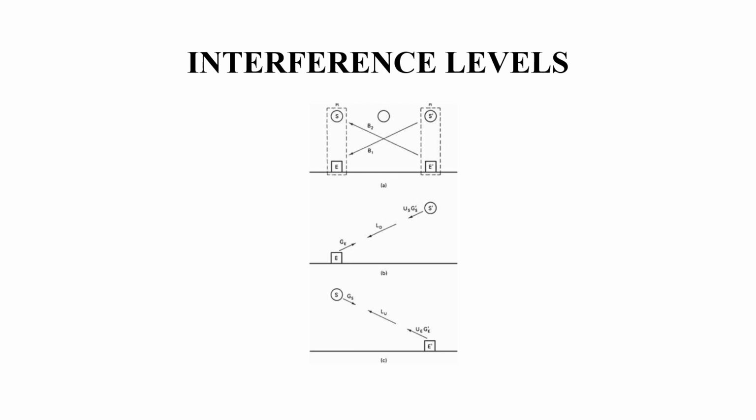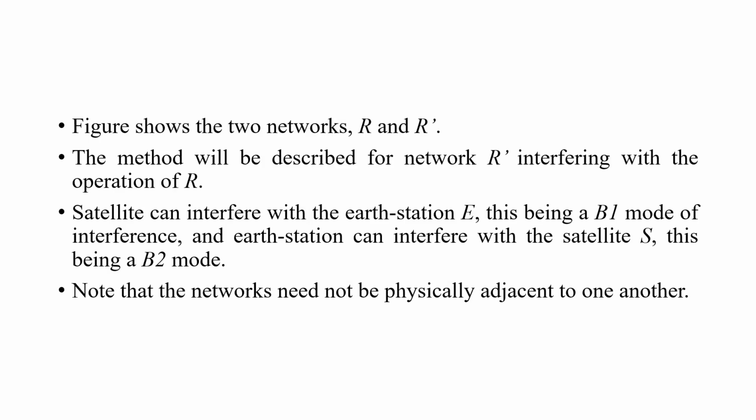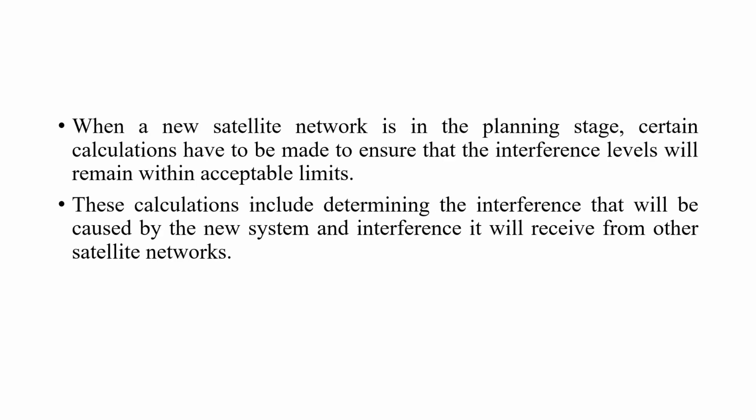So here the interference levels are represented as follows. There are two networks, R and R dash. The method will describe R dash interfering with the operation of R. R consists of the S E combination, and R dash consists of the S dash E dash combination. The satellite can interfere with the earth station E, which is the B1 mode of interference, and the earth station can interfere with satellite S, which is the B2 mode. Note that the networks need not be physically adjacent to each other. They may be far away from each other.